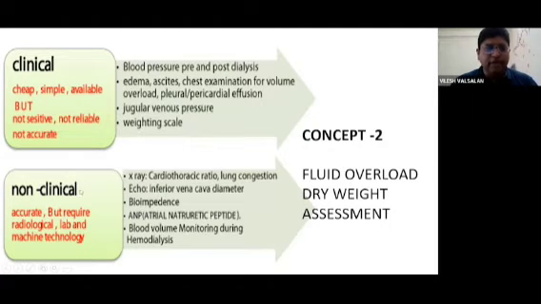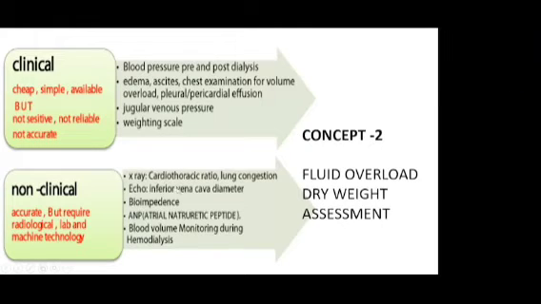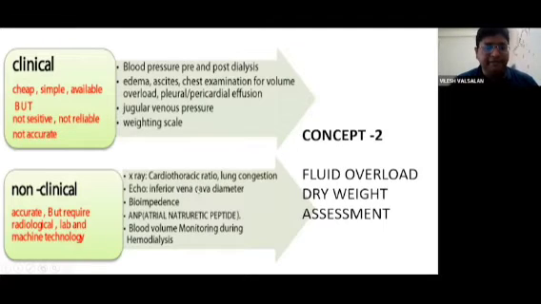If you go to the non-clinical methods, which are more accurate, using technology, radiology, and lab reports, you can do an X-ray. It will easily show you if there is lung congestion. You can do an echocardiography. You can see what the IVC, that is the inferior vena cava diameter, is. The IVC is the largest vein of the body, going into the heart for purification.